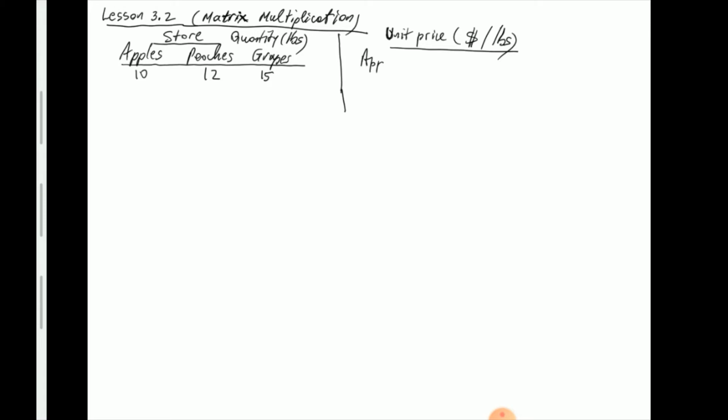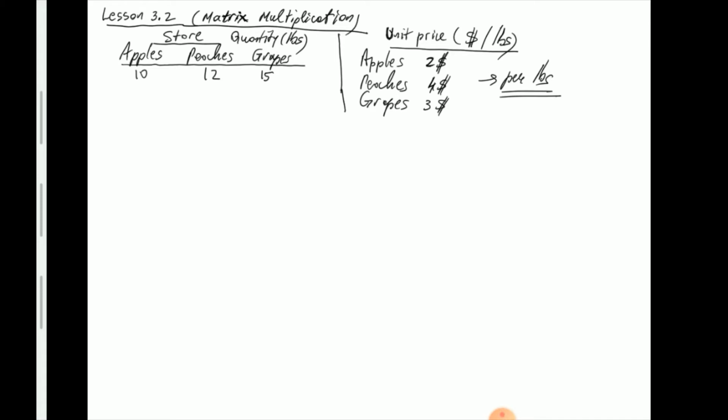So the unit price for apples, let's say, is $2. The unit price for peaches, let's say, is $4. Again, forget about the realism of this. I don't know if it's realistic to have twice as much for the peaches. And then the grapes, let's say it's $3. Again, these are unit prices, so this is per pound of product.